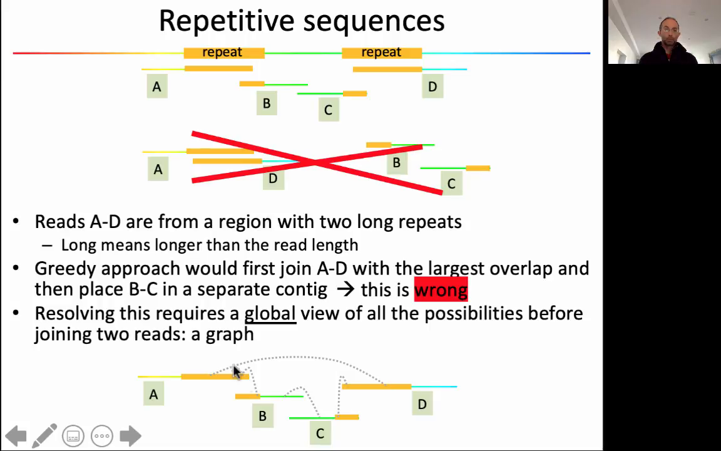So for example here we have a graph where all of the overlaps are indicated by dotted lines. A overlaps with D indeed, which is the one that is assembled together over here. But there's also an overlap between A and B, between B and C, and between C and D. By taking this graph approach, we would be able to identify a path through this graph that represents all of the data, and assemble everything into a single sequence, so a single target contig.